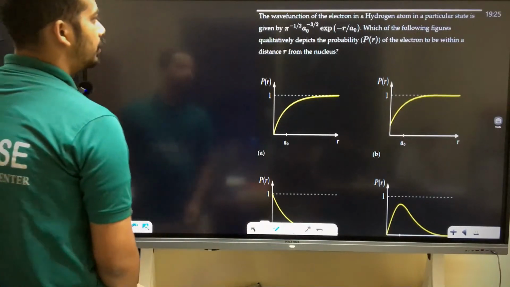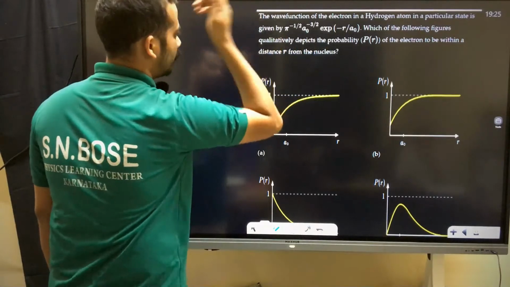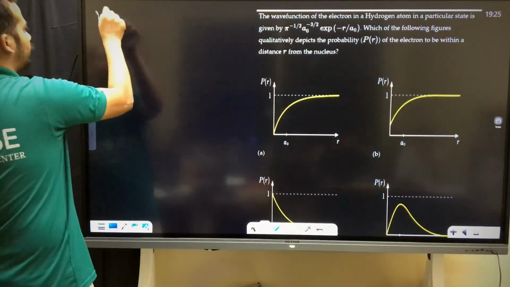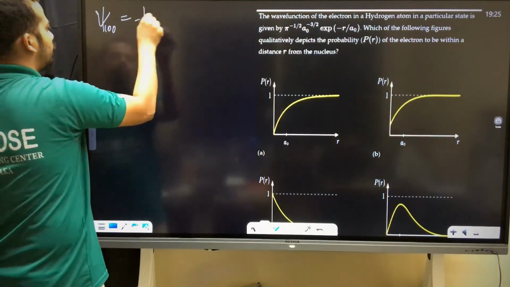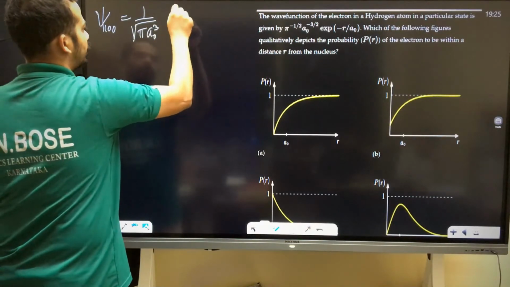Speak up. What is this one? So the wave function, I think this is your ground state wave function, psi 100, which is 1 by root pi a naught cube actually, e power minus r by a naught.